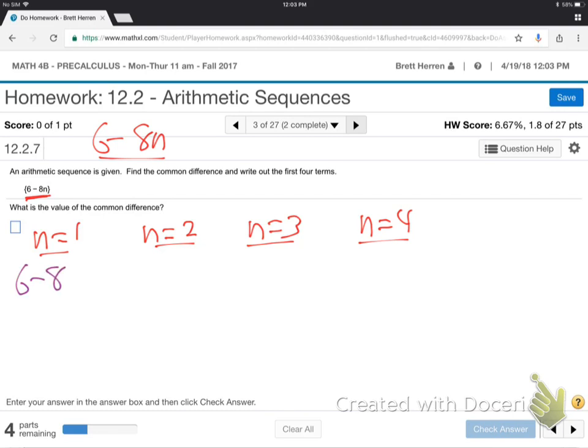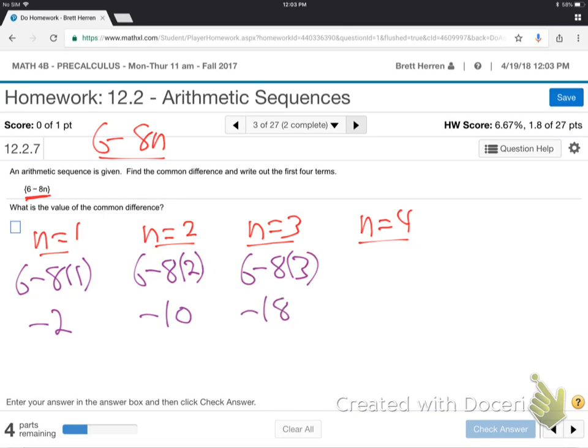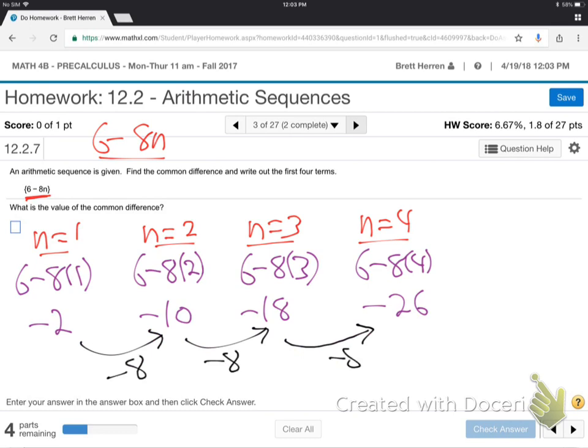So 6 minus 8 times 1 is minus 2. 6 minus 8 times 2 is 16, minus 10. 6 minus 8 times 3 is minus 24, so minus 18. 6 minus 8 times 4 is minus 26. Good so far? And so what's happening from term to term? What's being added or subtracted every time? Yeah, minusing 8 every time. So that's the common difference from term to term.